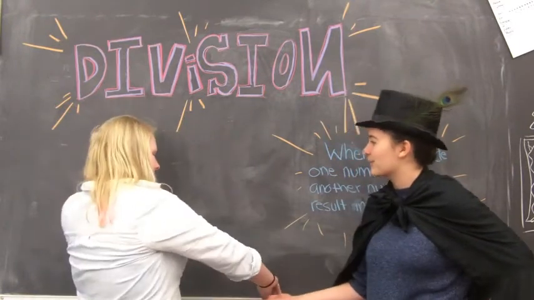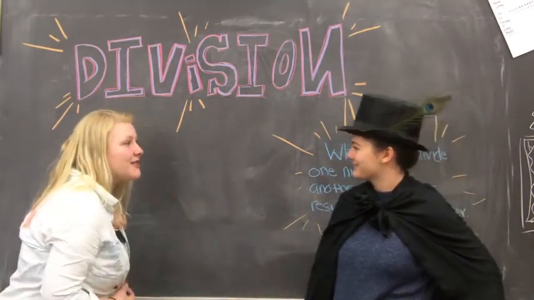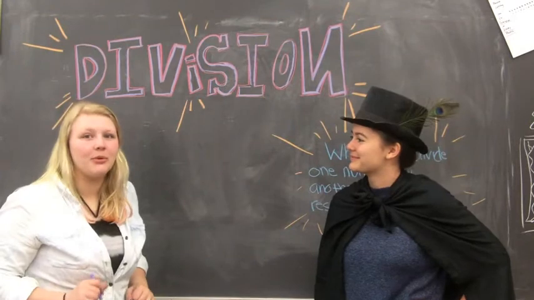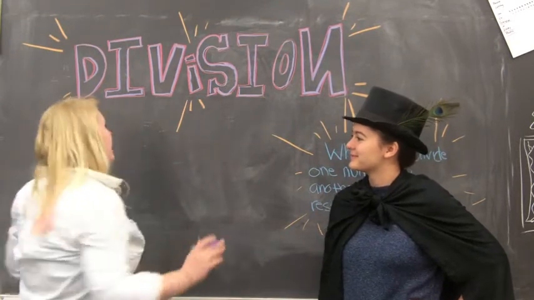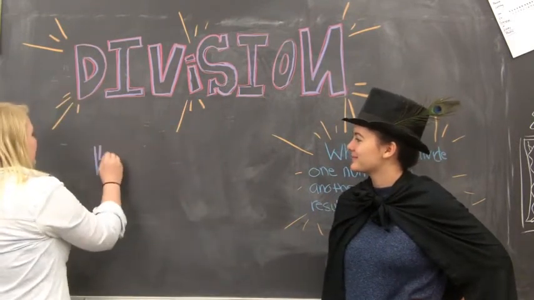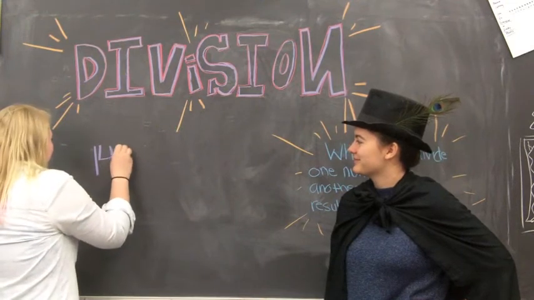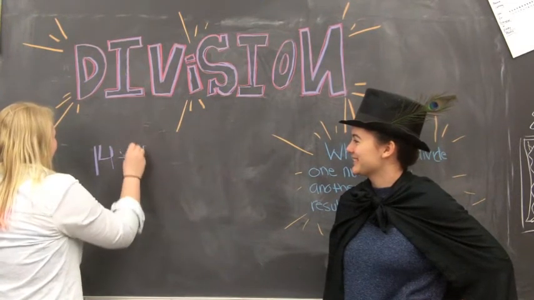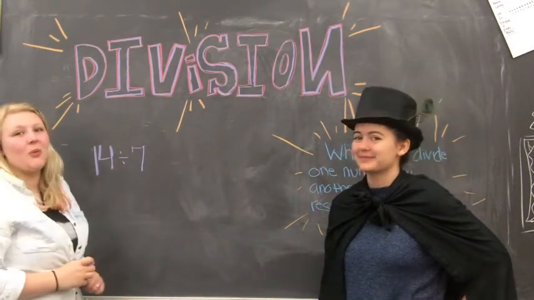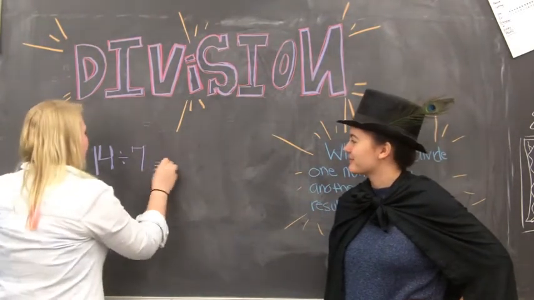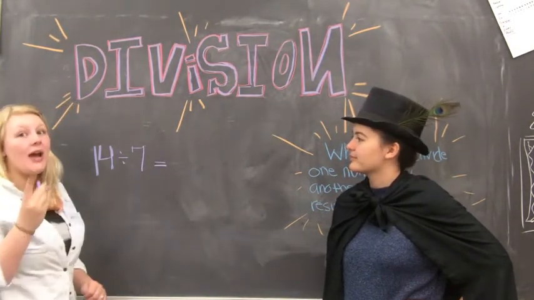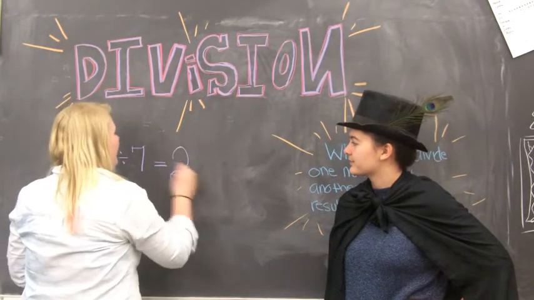Would you mind writing out the first example, Amanda? Don't mind if I do. Our first example is 14 divided by 7. Does anyone know what 14 divided by 7 equals? No one? Well, it's very simple. 7 can go into 14 twice, so that equals 2 exactly.